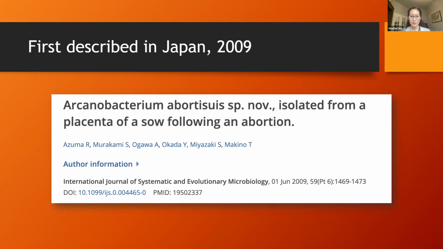Thank you. So like I mentioned, it was first described in Japan in 2009. This is a screenshot of the paper where Murakami, Azuma, Owada, Akada, Miyazaki, and Makino were the ones who first reported it, as an isolate in an abortion case in a sow, and it was a case report. At that point, it was a novel species isolated. There were no reports of this type of bacteria with abortions in animal species, especially in sow production. Next, please.